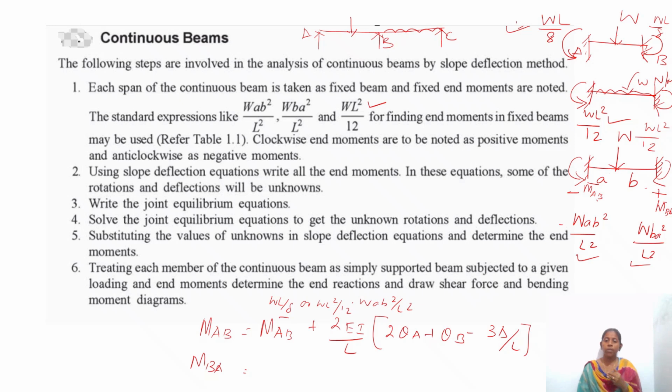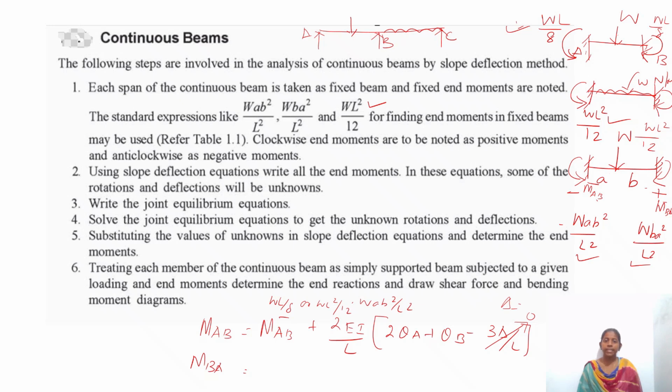If the problem is not a support sinking problem, you can eliminate 3 del by L in the initial step itself. If the problem is a support sinking problem, if there is a delta value given in the problem, you have to consider this term. So the next step is to write the slope deflection equations.